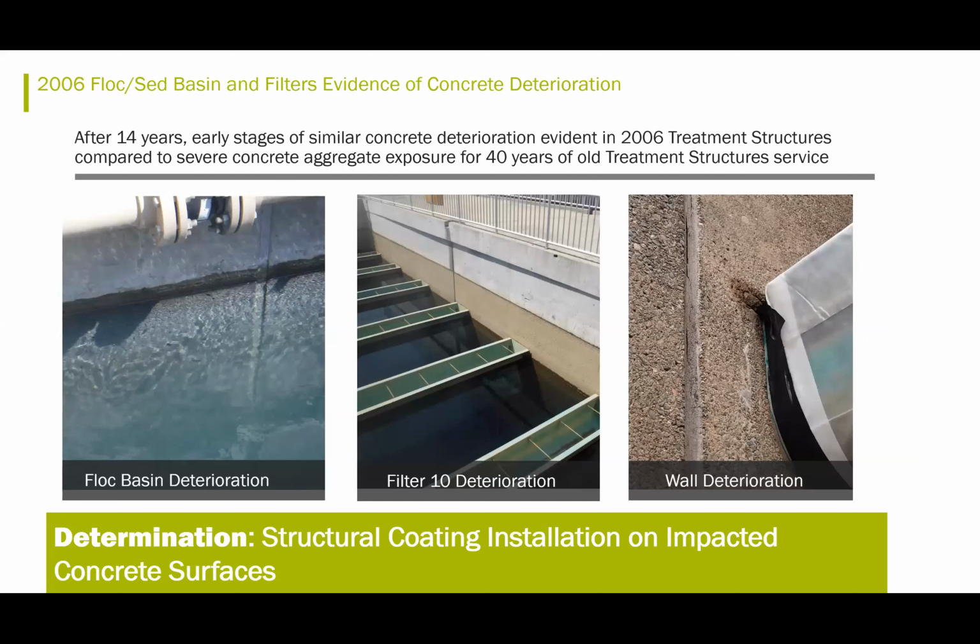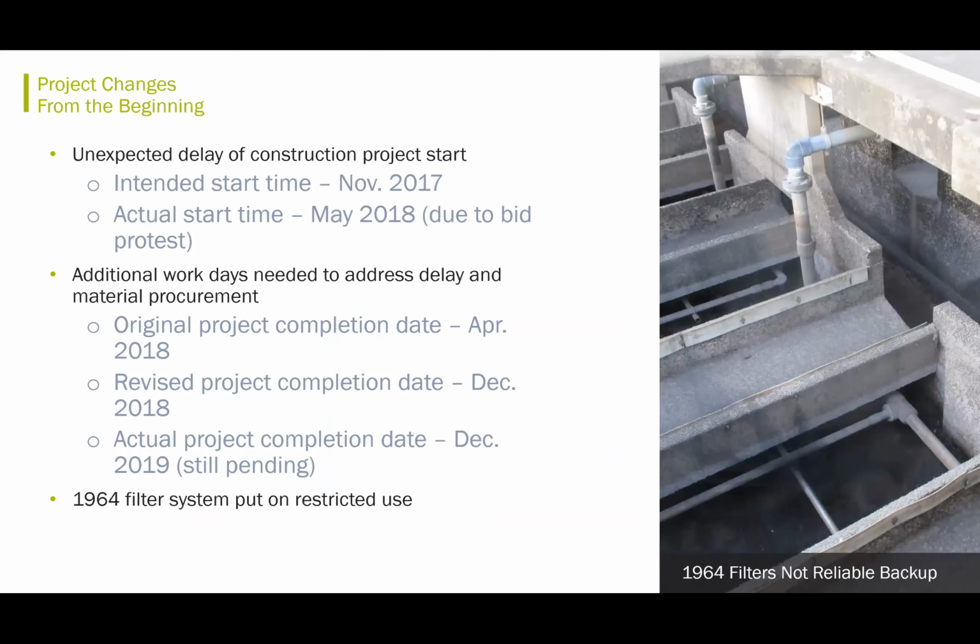So after 14 years of operation, they were seeing early stages of concrete deterioration in the 2006 structures. In comparison, the 1964 plant had severe concrete aggregate exposure after 40 years of operation. So they bid the job, and they intended to start the project in 2017. They didn't actually start until May of 2018 because of a bid protest. The low bidder was thrown out. The second bidder, which filed the protest, ended up getting the job, and so he started in May of 2018.